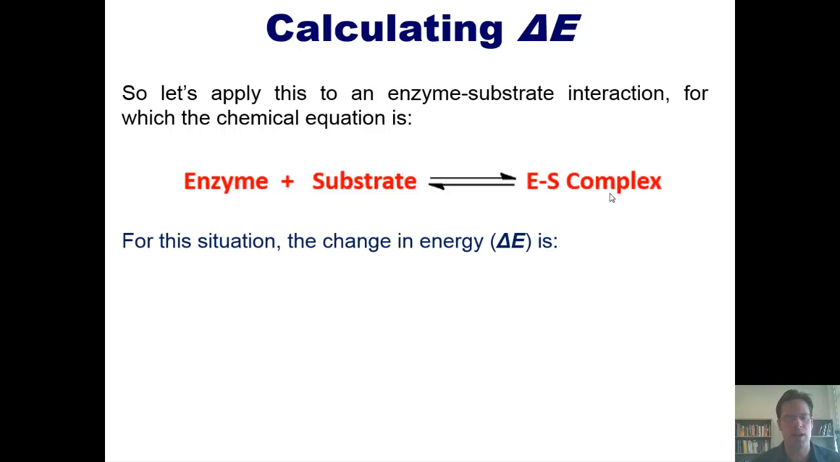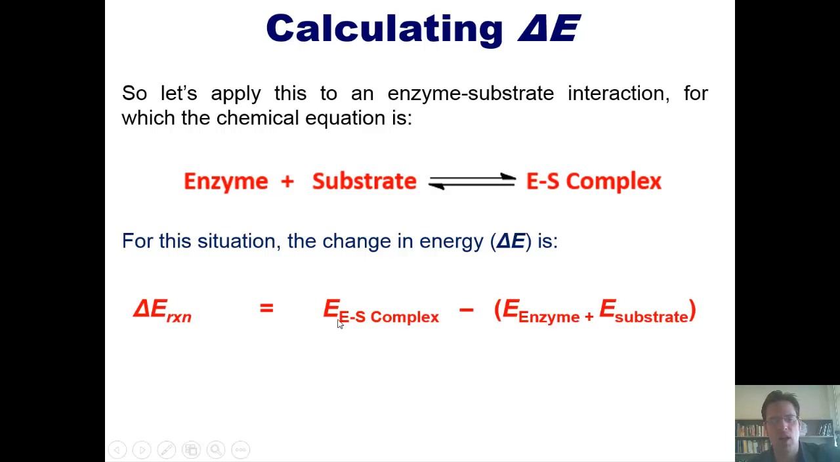So for this situation, the change in energy, or delta E, is going to be equal to the energy level of the enzyme-substrate complex minus the energy level of the enzyme plus the energy level of the substrate. In other words, I've got the energy level of the product minus the energy level of the reactants. This is what we're going to be calculating in a slightly simplified manner in the rest of the video, and then we'll correlate it with actual experimental data.